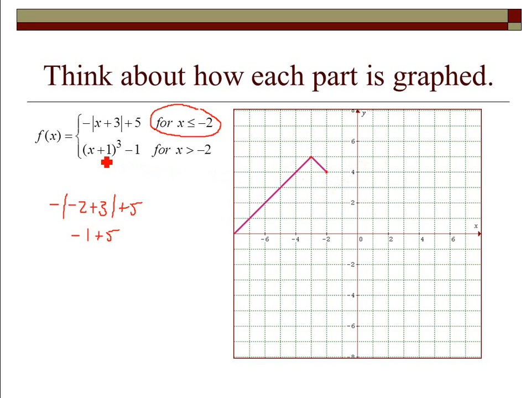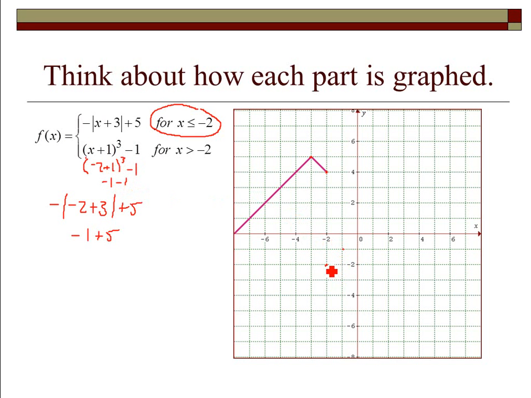Now I'm going to look at this one, and it's a cubic, so I'm going to get that little twist going on. The inflection point happens at the point negative 1, negative 1. It's shifted to the left 1 and down 1. I'm going to plug in negative 2 in this equation. When I plug in negative 2, I get negative 2 plus 1, cubed, minus 1. I get negative 1 cubed, which is negative 1, minus 1, equals negative 2. So I know it has to go through this point.